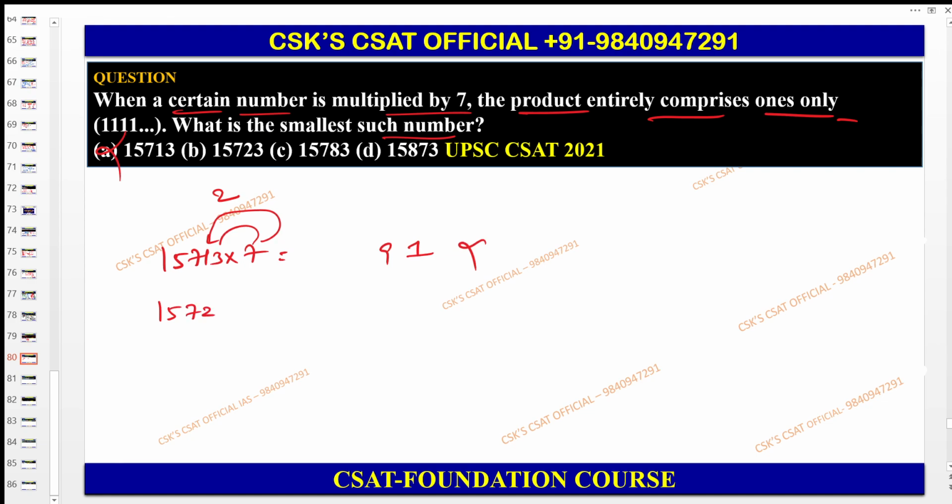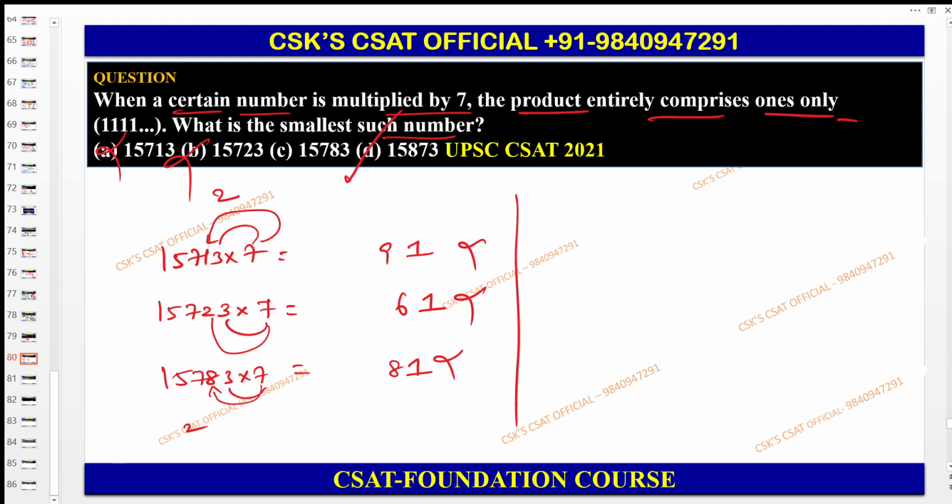1, 5, 7, 2, 3 into 7. 21. Here 14 plus 2, 16. Okay, leave it. B option eliminated. 1, 5, 7, 8, 3 into 7. 21. 2. 56 plus 2, 58. Eliminated. So only one option left, D. D is the right answer. If you want, you can check here.